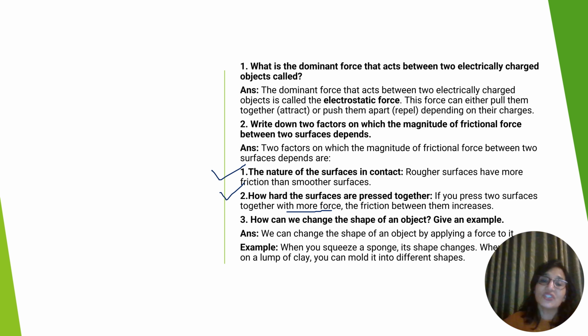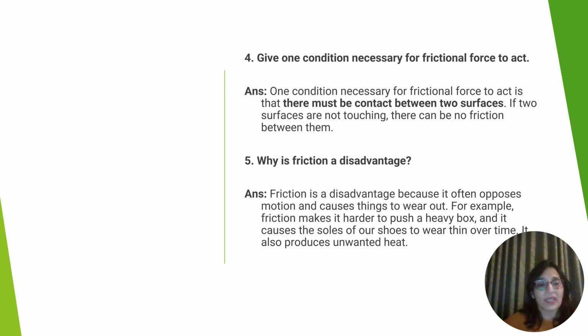Now, how can we change the shape of an object? We can change the shape of an object by applying a force. So basically, what is force? Force is a push or pull. When you squeeze a sponge, its shape changes. Or when you take a lump of clay, you can mold it into different shapes. So it all depends upon the amount of force which is applied.